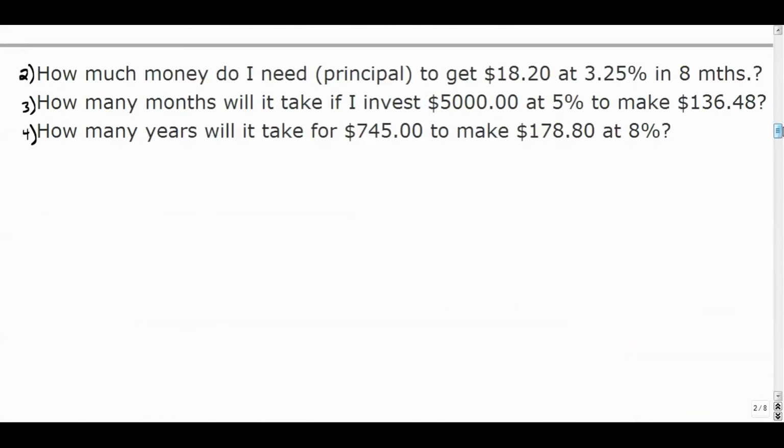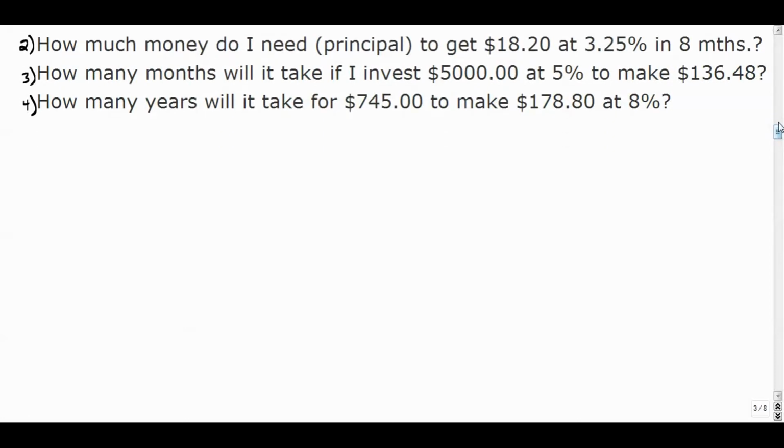All right, let's try these three. These are all simple. So this would be a good time to pause it, give these three a shot, see if you can get them, and I'll go through them in a second. So number 2, how much money do I need, principal, to get $18.20 at 3.25% in 8 months? So my interest formula, in this case, I'm going to have to probably solve it for P.